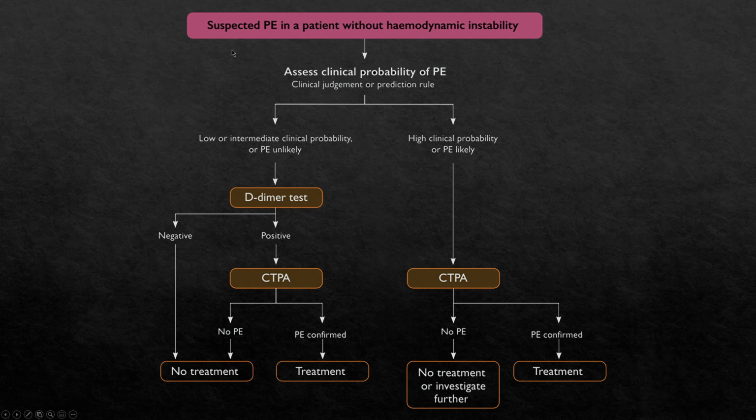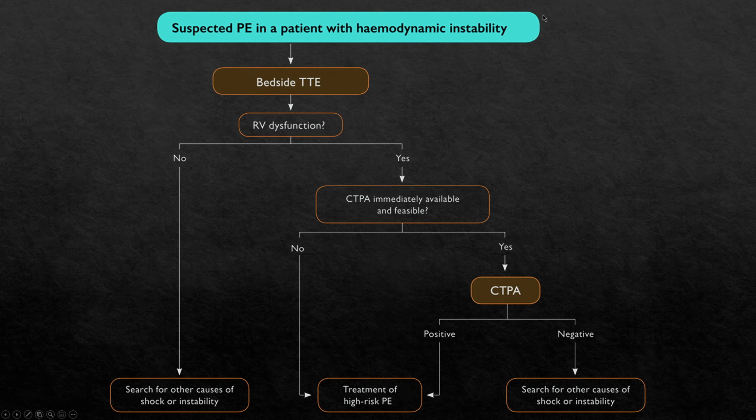What about patients with hemodynamic instability? A patient with hemodynamic instability, with a systolic blood pressure, let's say, less than 90. The first thing we're going to do is transthoracic echocardiography. Why? We're going to look for right ventricular dysfunction. Is this hemodynamic instability because this patient's right heart is dysfunctional? Is it because of PE? If no, you have to look for any other possibility of shock, infectious, septic, any kind of shock. This way we ruled out PE.